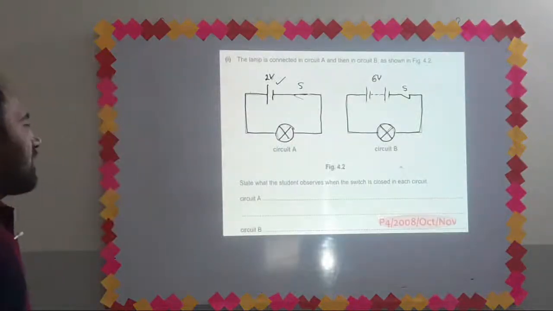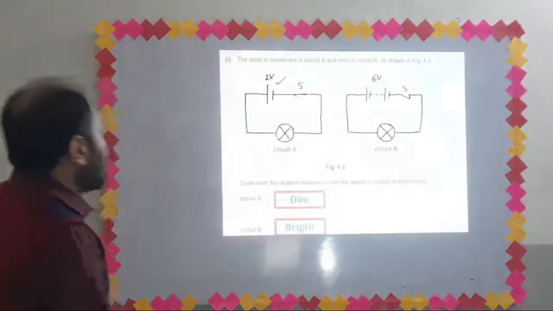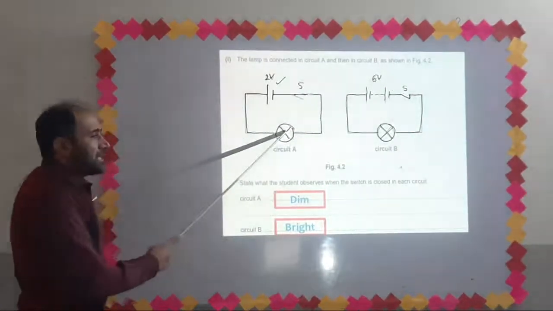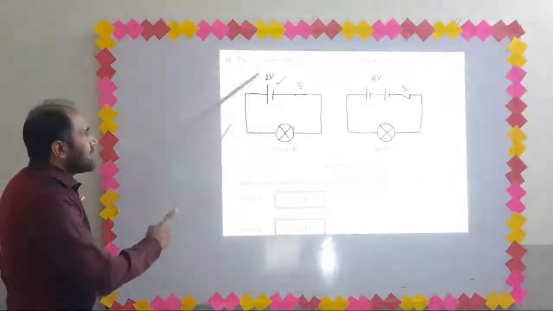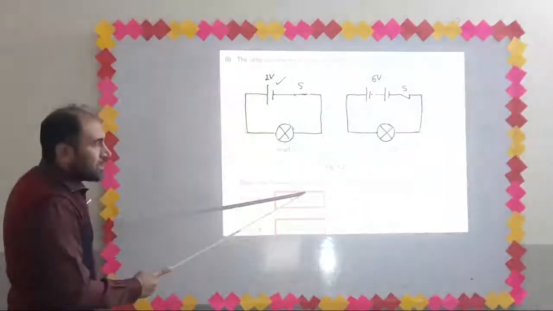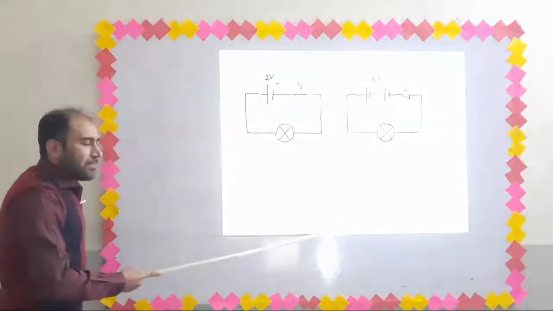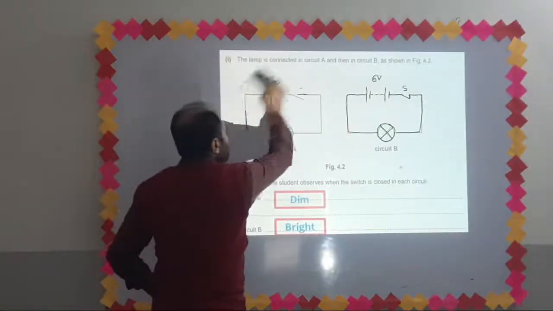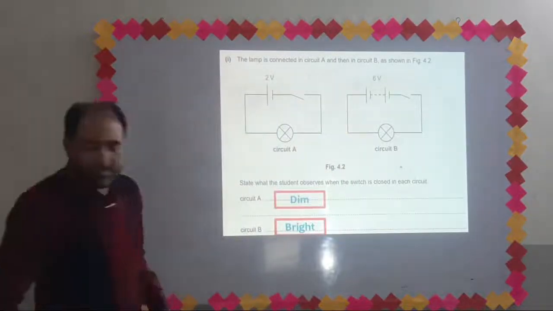This is a question from before 2008, October, November, and the answer is this will glow and this will also glow, but in this case the light will be dim because this bulb has been connected with a 2-volt cell. And this bulb has been connected with a 6-volt battery, so the light will be bright. So these will be the observations. In our electrical circuits, we usually use a 6-volt battery for our experiments.